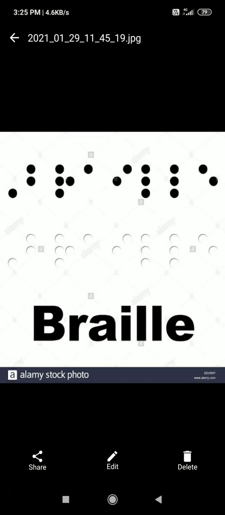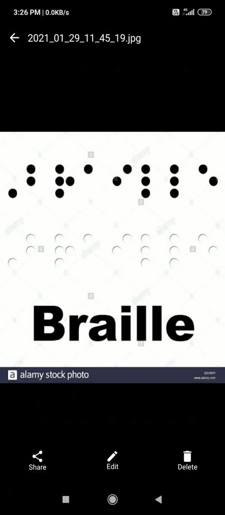But what about those people who are unable to see? How do they recognize the words? How do they read? Do you know that there is a Braille language? This is made specially for blind people. This is the Braille alphabet, and in this you can see the alphabets.